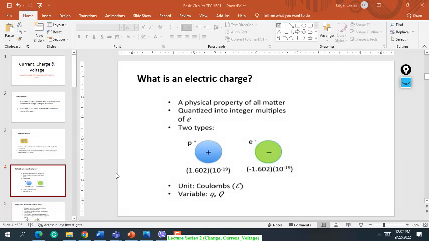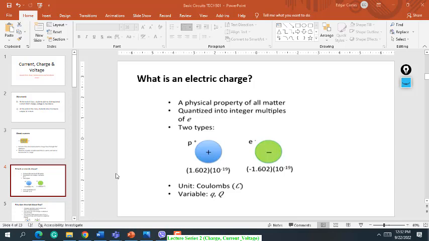So the concept initially is we have a material, for example, a wire. In that material, it's in a neutral state, meaning it has the same number of electrons and protons within it. The size of the charge of a proton and an electron is 1.602 times 10 to the negative 19. That's very small, more than microscopic. The unit of charge is coulombs.